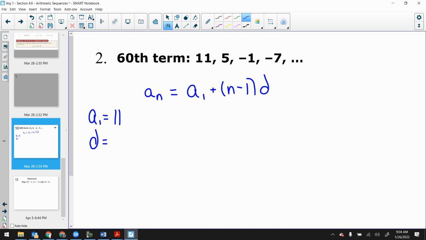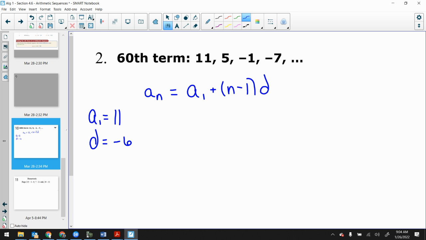Hold on. What's d? Let's take it piece by piece. You're getting too far ahead of yourself. What's d? Negative 6. Remember, a negative d value will make the sequence go down. Does this d value decrease? So it's got to be a negative d.